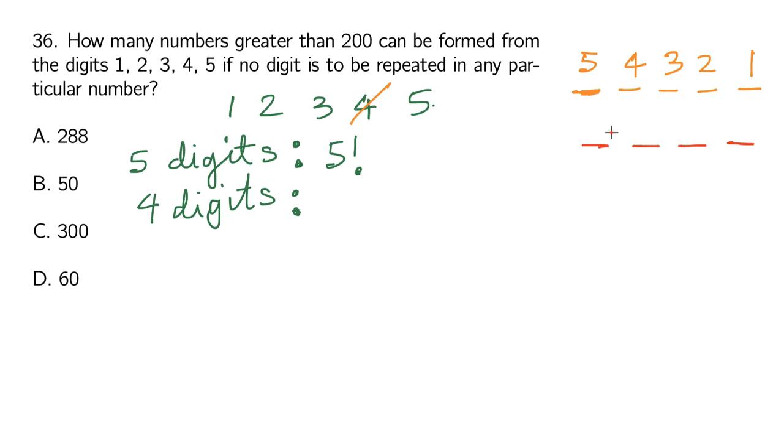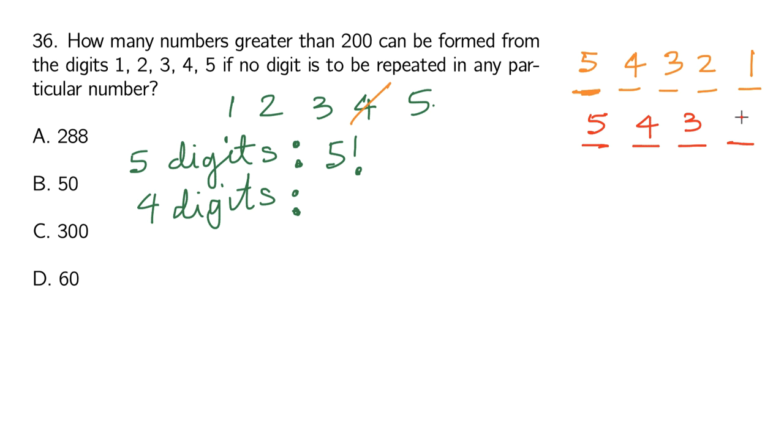So how many 4-digit numbers can we form? Again, we have 4 slots: 1, 2, 3, 4. In the first slot, we have 5 options. We can fill it with any of these 5 numbers. Once we do that though, the next slot can only have 4.